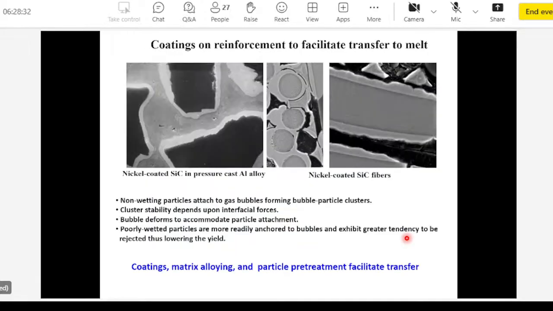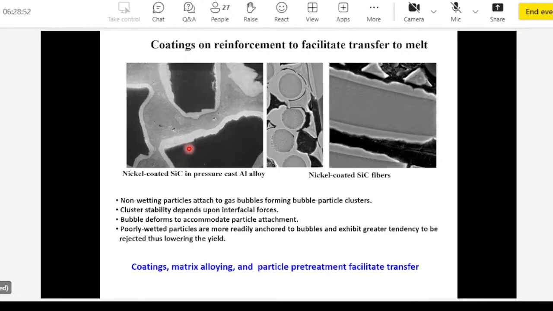Coatings are used on reinforcement to help transfer them into the molten alloy. You're looking at some images here of nickel-coated silicon carbide. These dark particles are silicon carbide particles. They have a nickel coating on them.